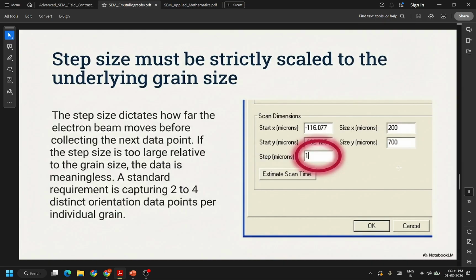And to get proper usable data, we want to keep the step size very small, depending on your grain size. The standard requirement is that you want to capture 2 to 4 different orientation data points per individual grain. If you take a very large step size, then you will be missing your grains and you will not have enough data points per grain.